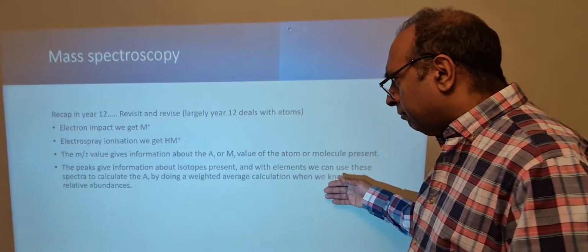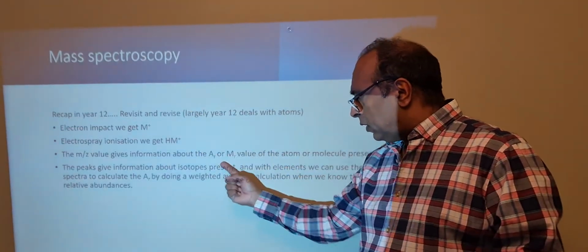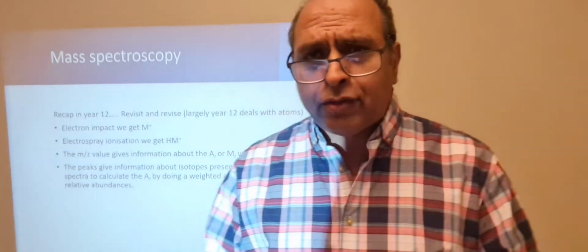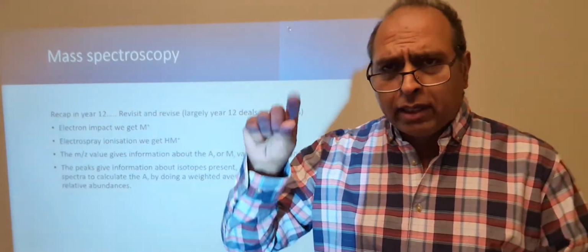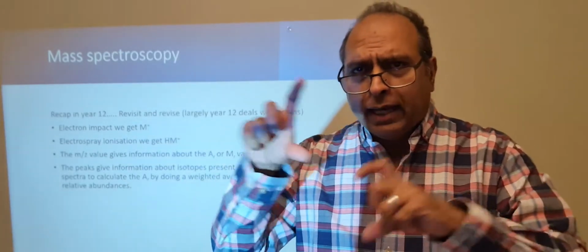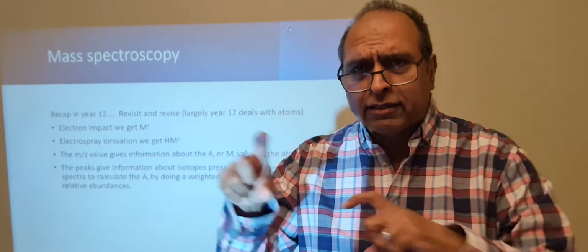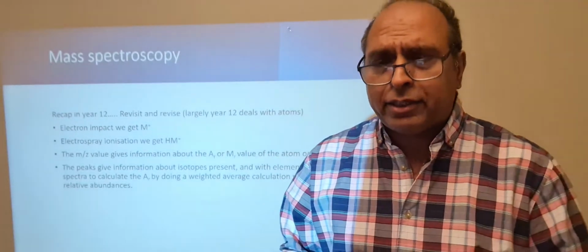Well, with elements, I think back in year 12, we used it to work out the relative atomic mass by looking at the relative height. Each isotope will give a different peak. You looked at the heights of the isotopes, you worked out the relative amounts of each isotope, and then you did a weighted average calculation.